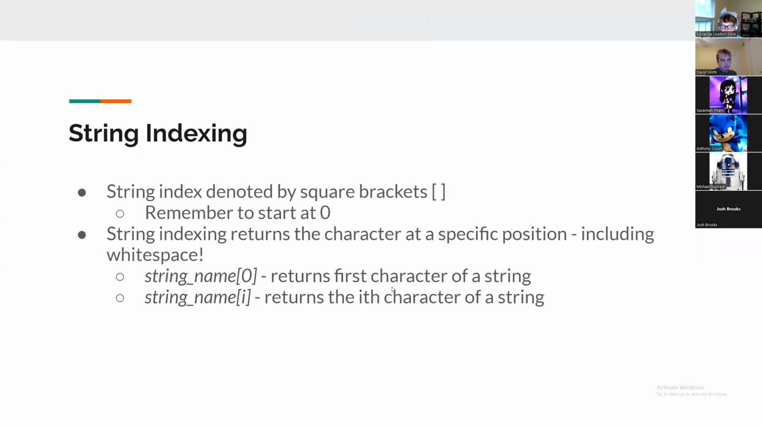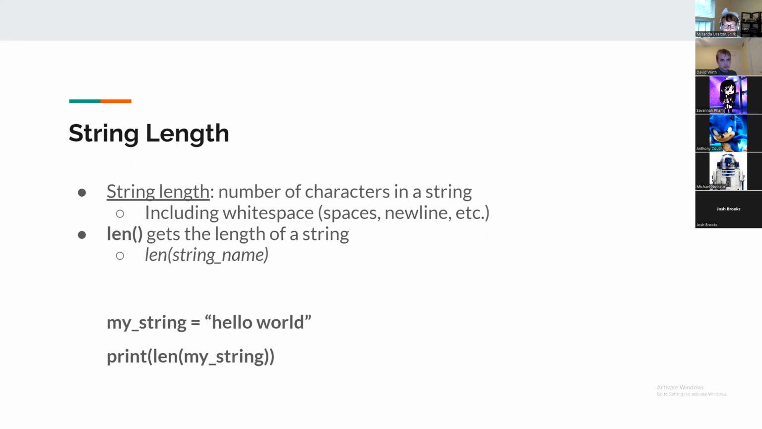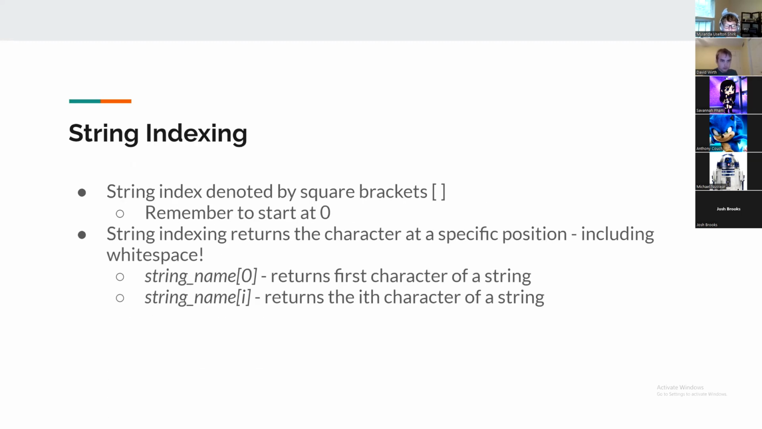Okay, and so just like we talked about with lists before, strings can also be indexed. So we can get the length, that means we can get individual characters. So if we want to access an individual character inside a string, we can denote that with square brackets, just like we did to index into lists. And don't forget, this starts at 0. So we want to index a string to return the character at that specific position. And like I said, it includes white space.